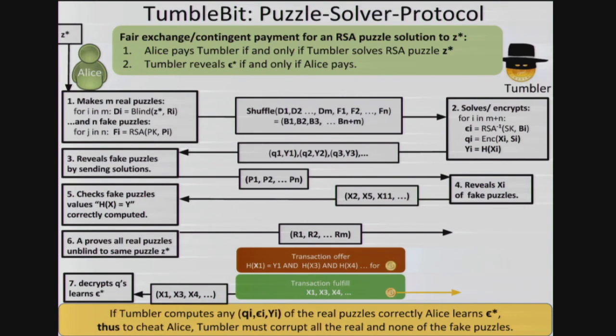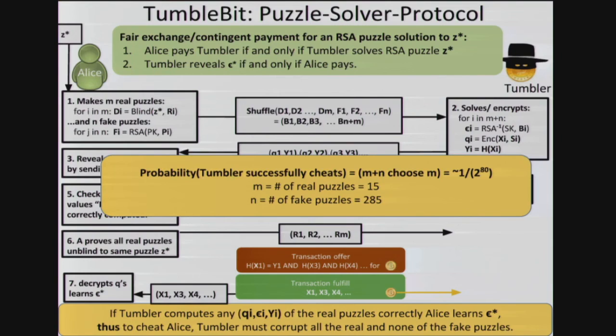And if the tumbler tries to cheat Alice, the tumbler must corrupt all of the real puzzles. It can't just corrupt some of them. And if the tumbler corrupts any of the fake puzzles, Alice will see that a fake puzzle has been corrupted. So the tumbler has to guess exactly which puzzles are the real puzzles and only those puzzles and corrupt them.